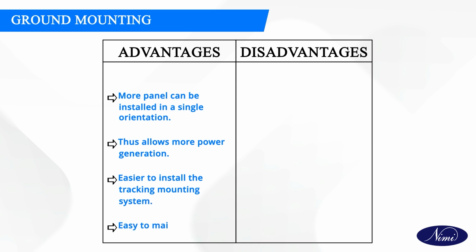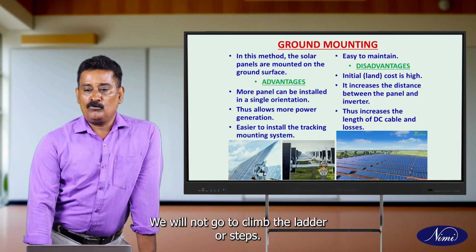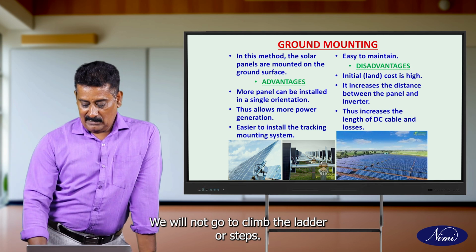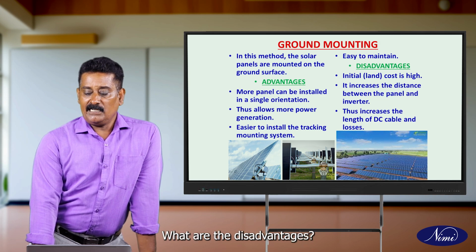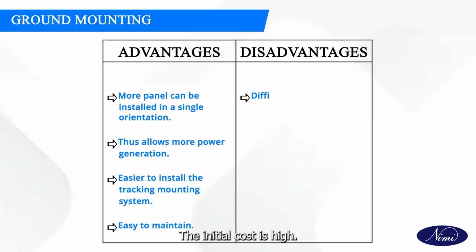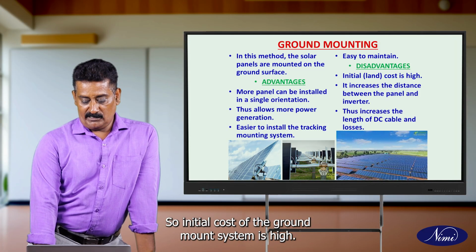Next one is that it is very easy to maintain. We need not go to the roof, we need not climb on a ladder or steps. So, it is very easy to maintain. What are the disadvantages? The initial cost is high, that is, the land cost is generally high. So, the initial cost of the ground mounting system is high.